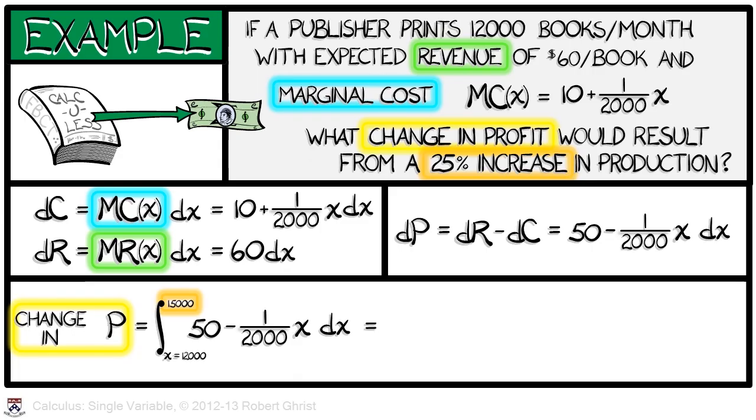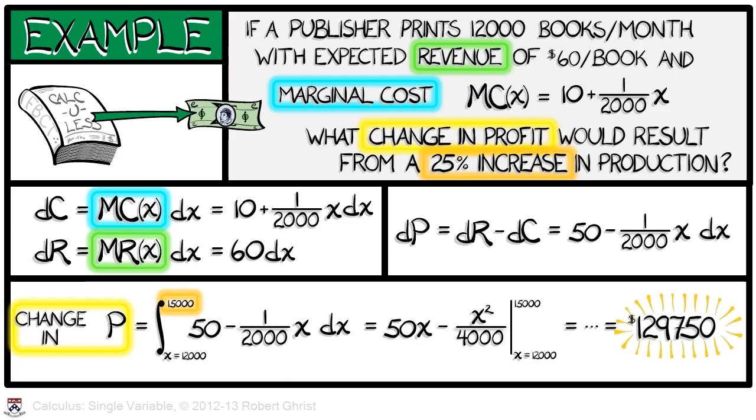And so we see that the answer is a simple integral. We can do that antiderivative easily. 50 integrates to 50x. x over 2,000 integrates to x squared over 4,000. Subtract and evaluate as x goes from 12,000 to 15,000. I'll leave it to you to determine the numerical answer of almost $130,000. That is the net increase in profit.